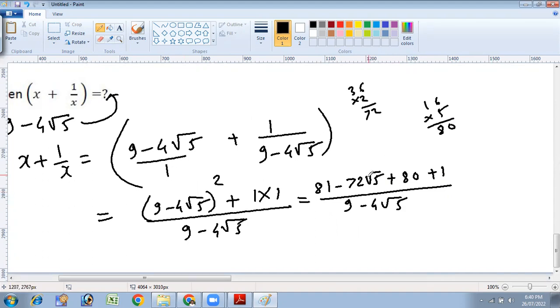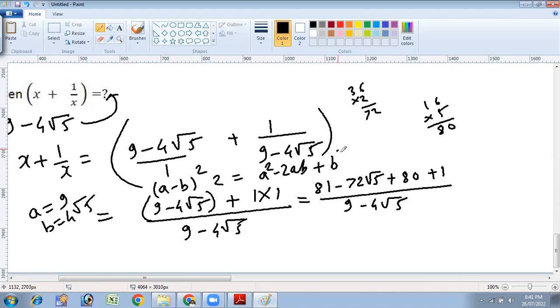How did that 72 come? Simply, it is (a minus b) whole square. So what is a? A is your 9, and b is your 4 root 5. What is your formula? a square minus twice ab plus b square.